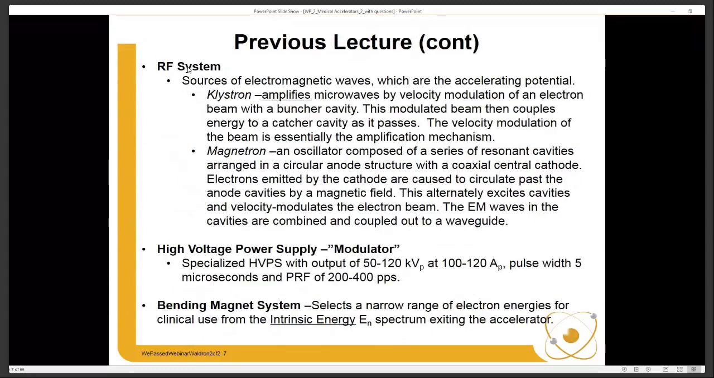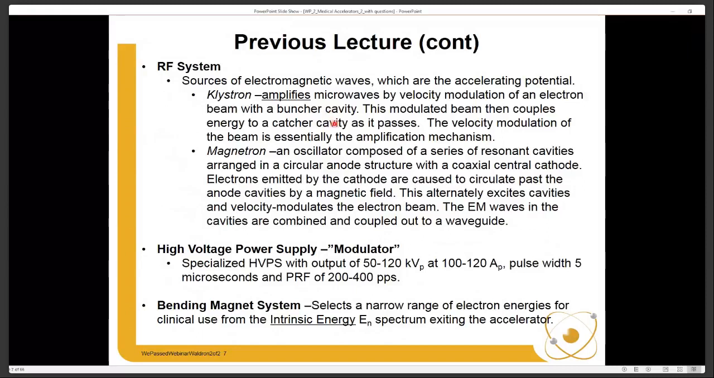We also talked very briefly about RF systems. There are 2 basic kinds of sources of microwaves in use. The first one is the klystron. The klystron is an amplifier. It amplifies microwaves through a process of velocity modulation. Internally, it has an electron beam. This electron beam is modulated by the presence of a buncher cavity into which we're feeding a relatively low power microwave signal. This modulated beam then couples its energy out of a second cavity that we call a catcher cavity.